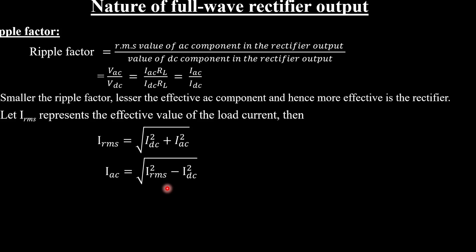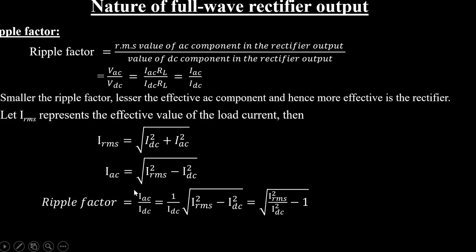Now we need the expression for the ripple factor. The ripple factor is given by IAC divided by IDC. So divide this equation by IDC.